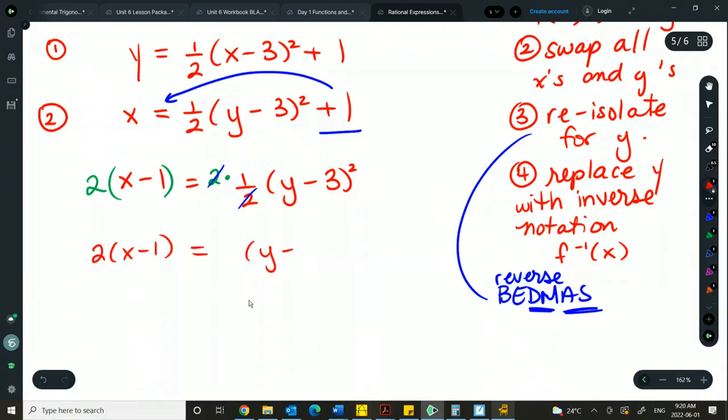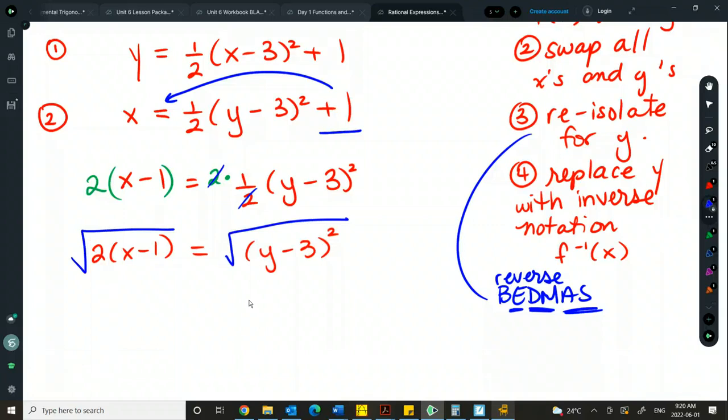Now I have this. Now I'm going to go for exponents. So how do I get rid of a squared? Square root. What's the special thing that we need to remember about square rooting when we do inverse and solving for a variable by undoing a squared?